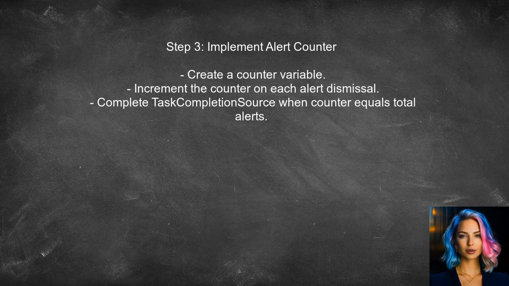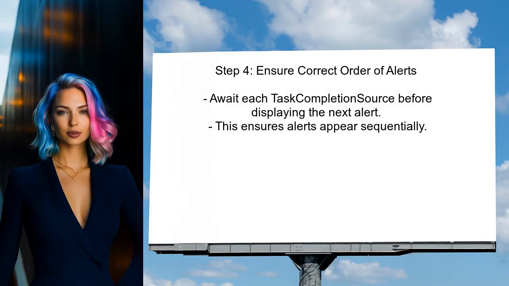The user can implement a counter that increments each time an alert is dismissed. Once the counter matches the total number of alerts, the task completion source can be completed. Finally, the user should ensure that the alerts are shown in the correct order. This can be achieved by awaiting the task completion source of each alert before showing the next one.